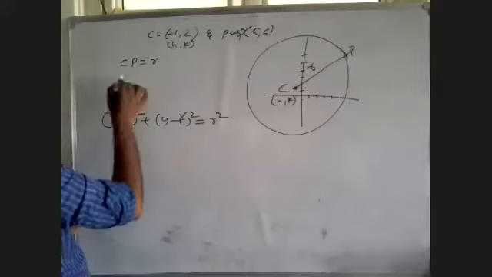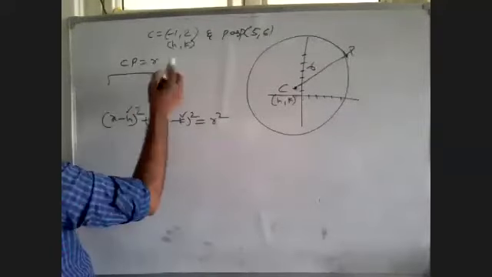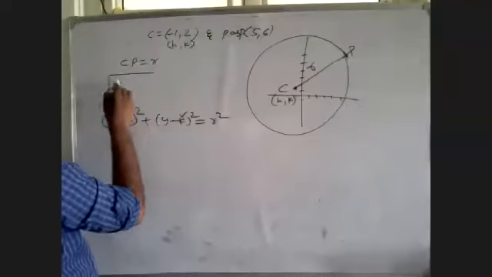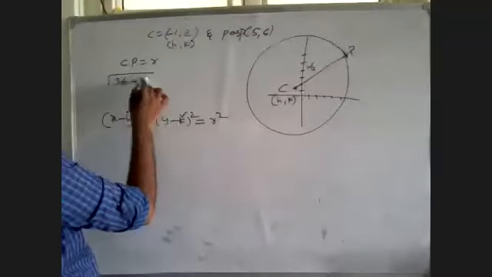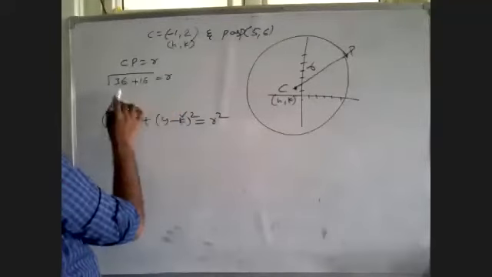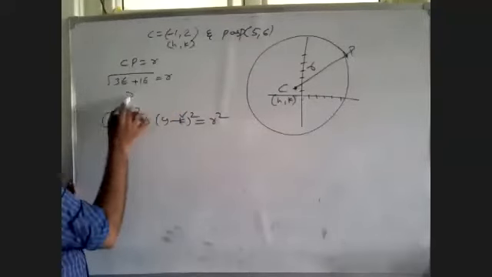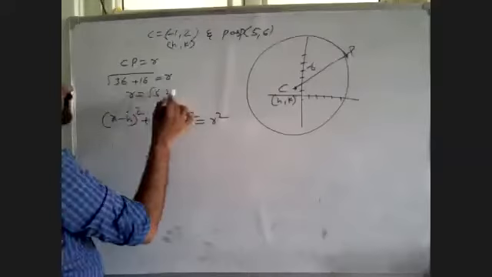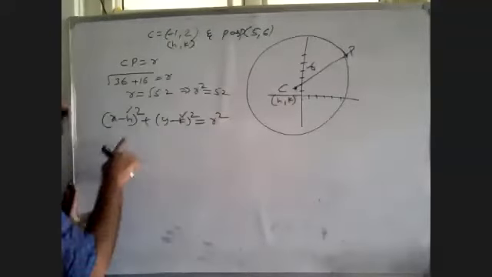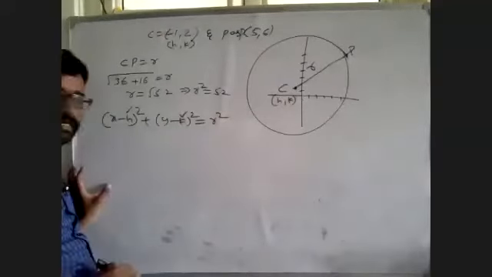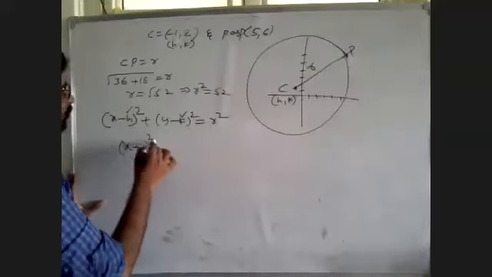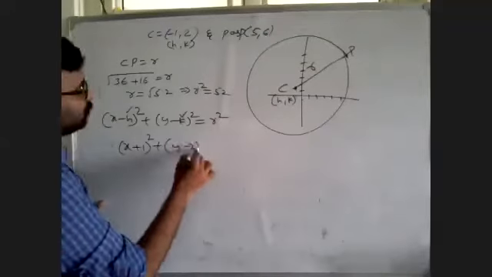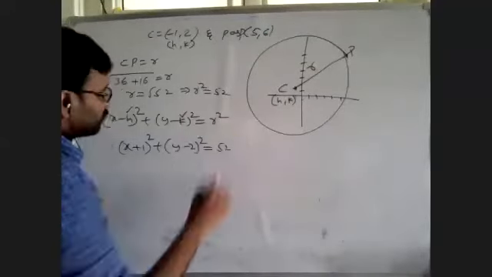So CP is root over x2 minus x1 whole square, 5 plus 1, 6, 6 square is 36, and 6 minus 2, 4, 4 square is 16, is equal to r. Therefore 36 plus 16 is 52, r is equal to root 52, and that implies r square is equal to 52. Just write h, k, 52 here, that is the answer. What you will get? x plus 1 whole square plus y minus 2 whole square is equal to 52 is the required circle equation.